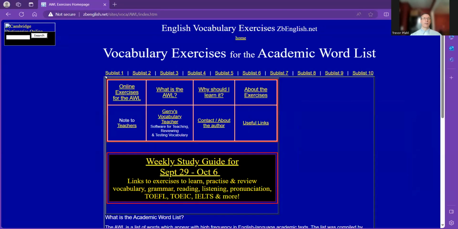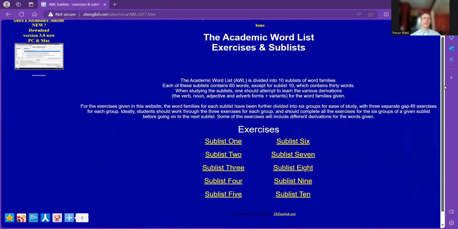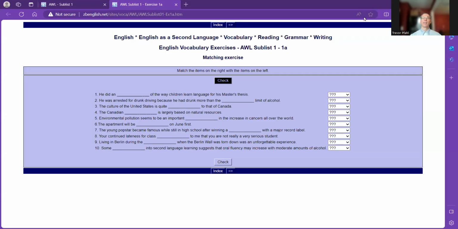Okay, so you can see here they have the sublists 1 to 10. That's where they've grouped the words in about 50 to 60 words per section. And then they have a bit of information. What is it? How you can be working on it. And then they have the online exercises. So you can see here when I click on the exercises, I click on sublist 1, and they have multiple exercises so that you're getting practice with all of the words that are in that group.